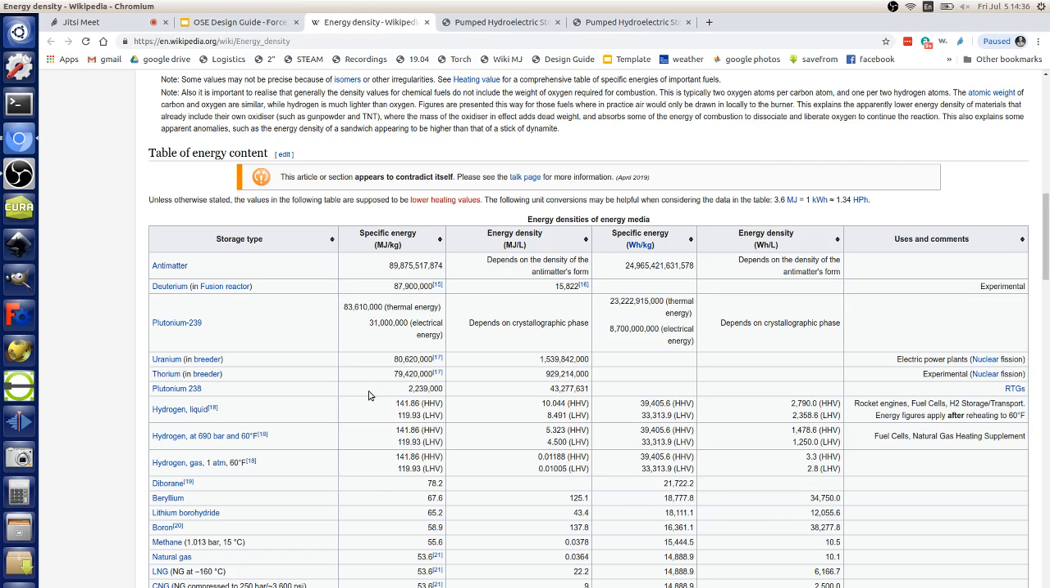Read Soft Energy Paths by Amory Lovins. That's a seminal book in the field of renewable energy. Hydrogen happens to be renewable energy. You can split water, and then you burn it and get water back. You can store it as a compressed gas, but you have to be very careful: you cannot have any mixture of hydrogen with oxygen. But that technology does exist.